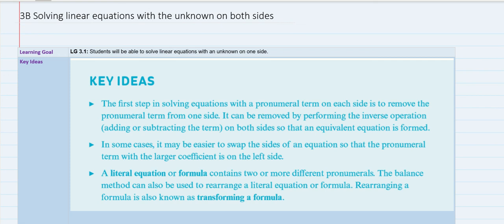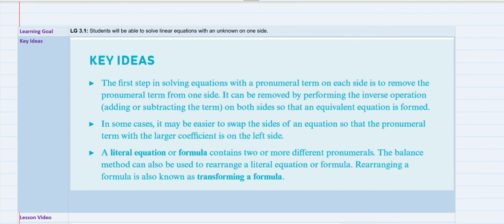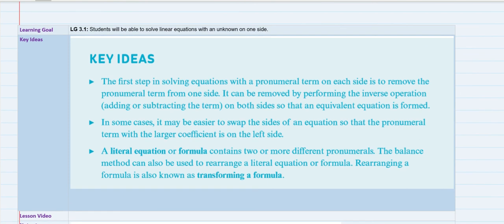Right, hello Year 9. Today we're going to be solving linear equations, but this time with the unknown, or x variables, on both sides. So your goal is to be able to solve linear equations with the unknown on both sides. That's outcome 3.1.